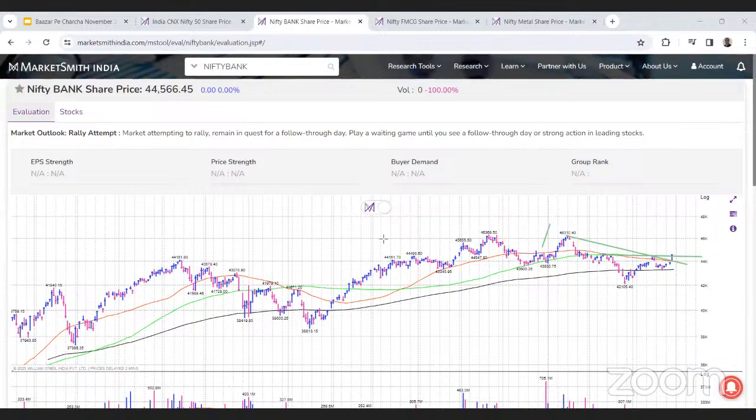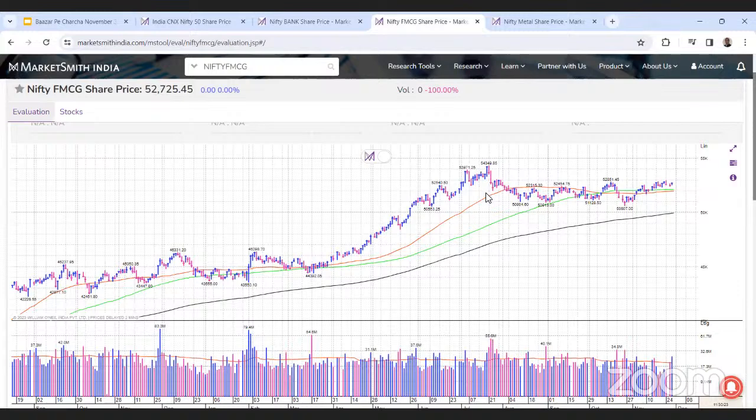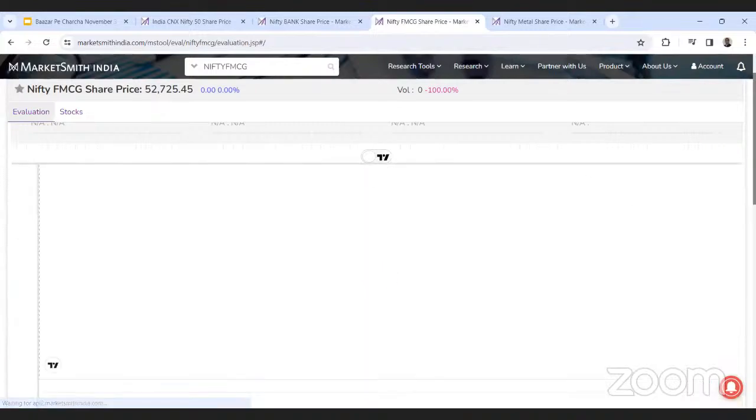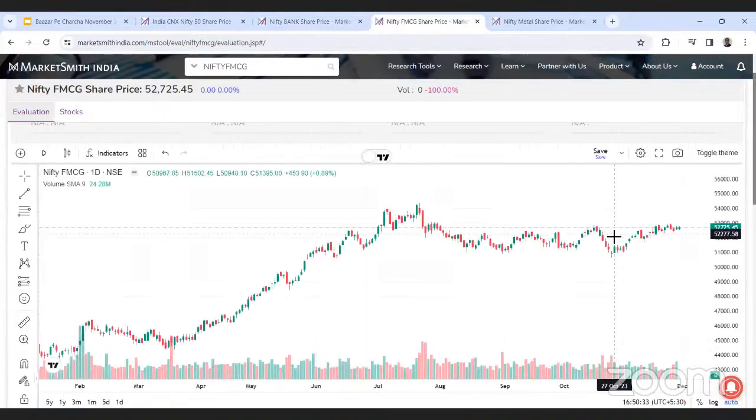Now the next index is FMCG. FMCG is more or less in consolidation, sideways. Today's data is not updated in MarketSmith, but if I shift this chart from MarketSmith to TraderSmith, this is also the EOD data, so it is not updated. It will be updated by 6 p.m. today.